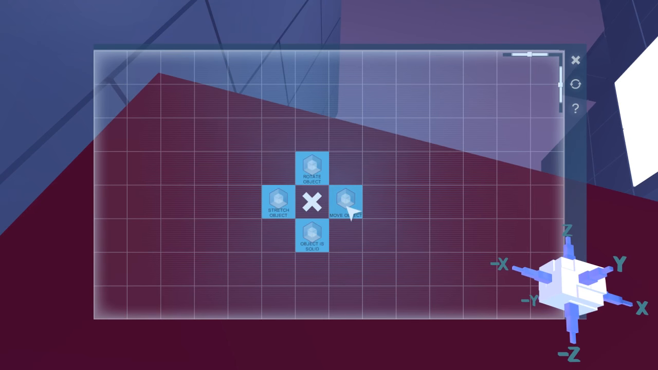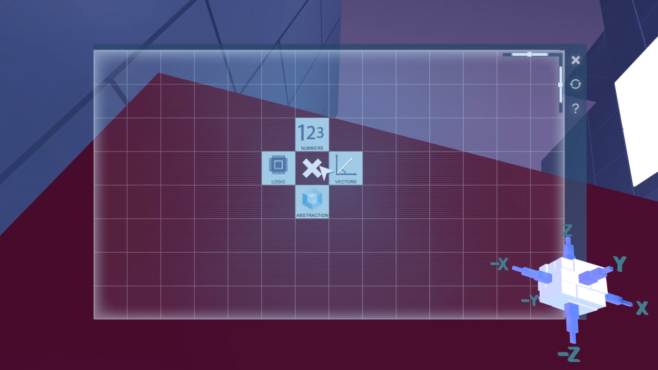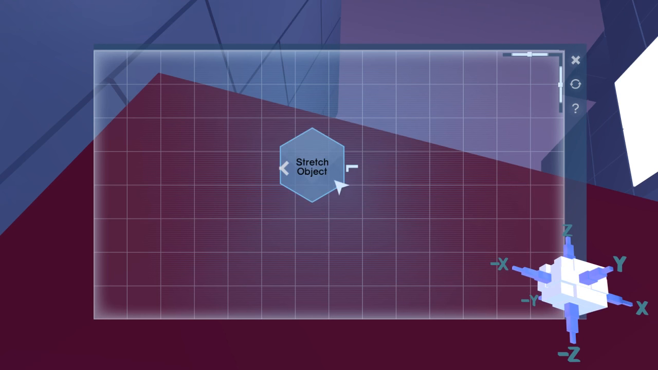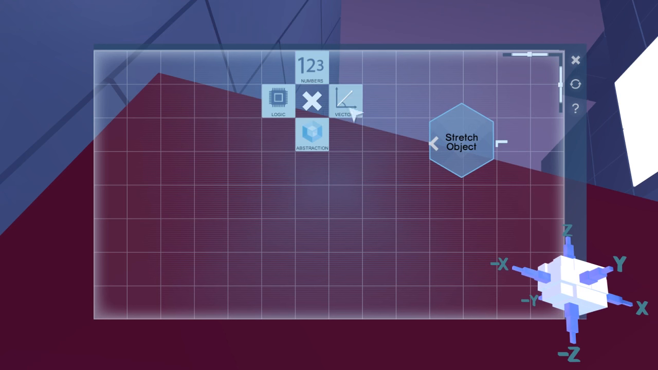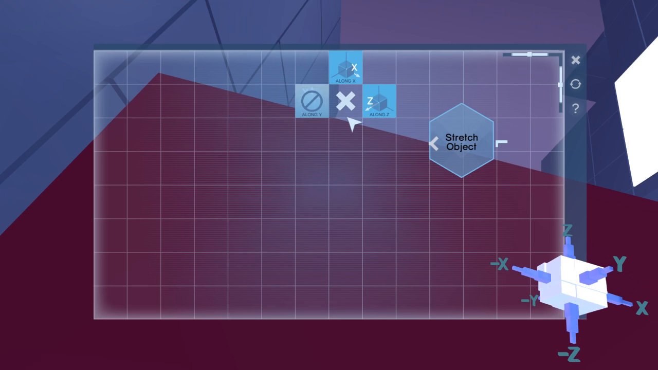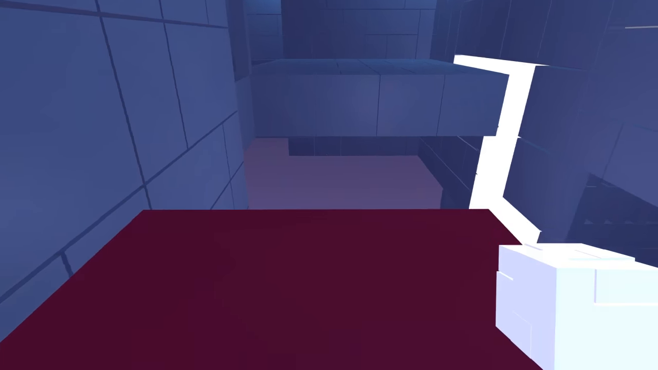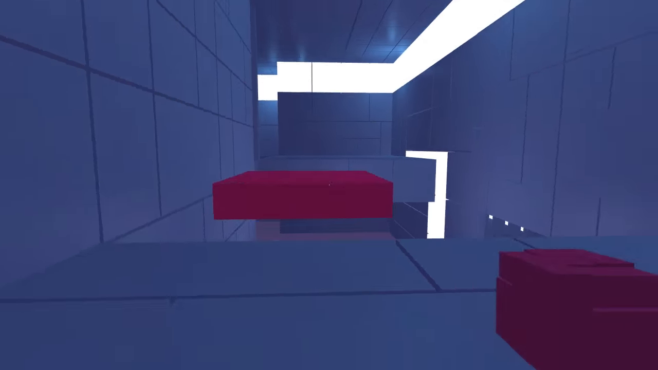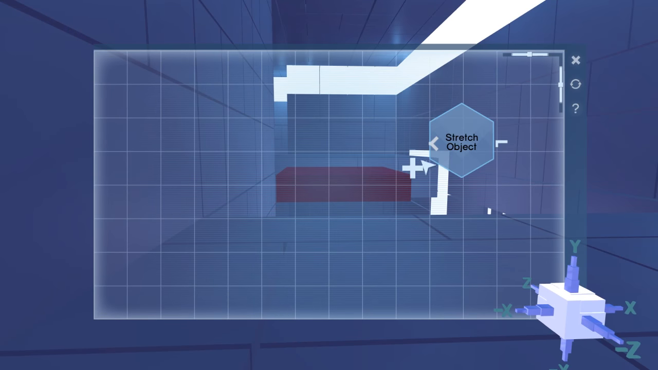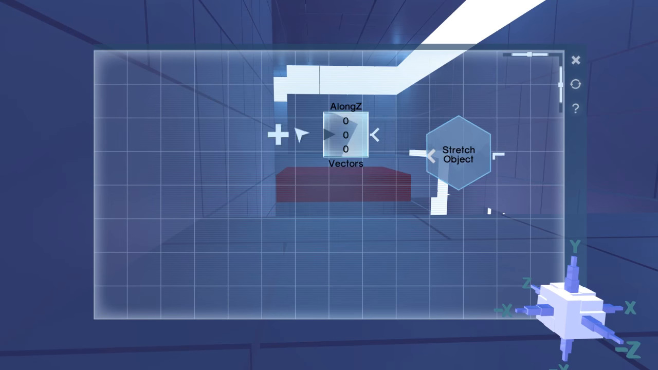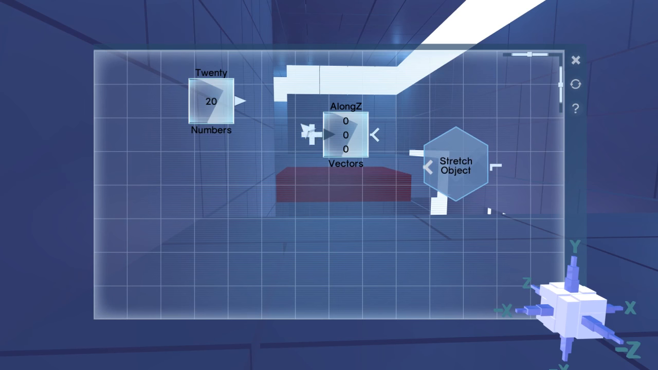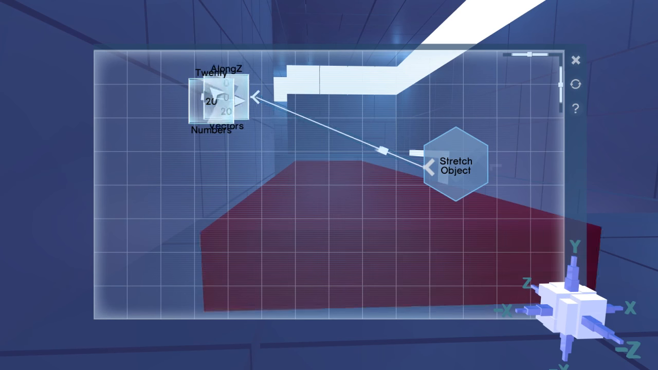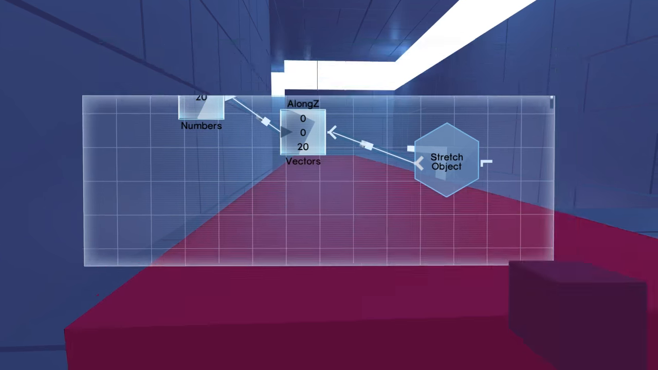So we're going to want to try to... No. Let's try stretching you along. We're sitting at a weird angle where I can't really tell very well. Let's just get off the platform. When you look around, it messes with your perception there. There we go. You want the Z axis. Let's say 20 again. There we go.